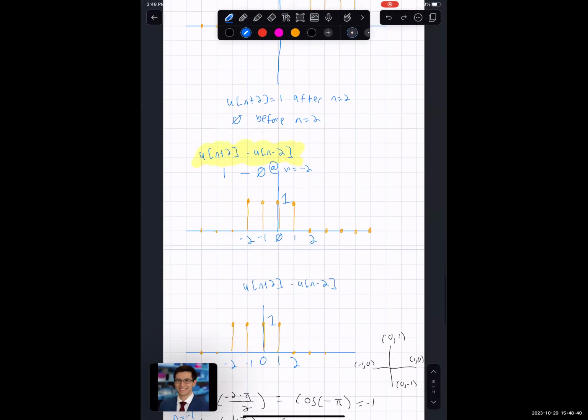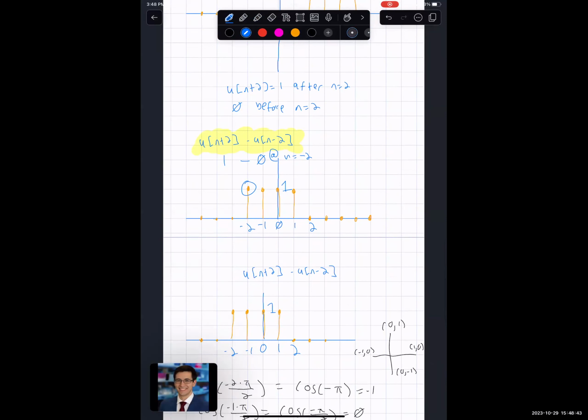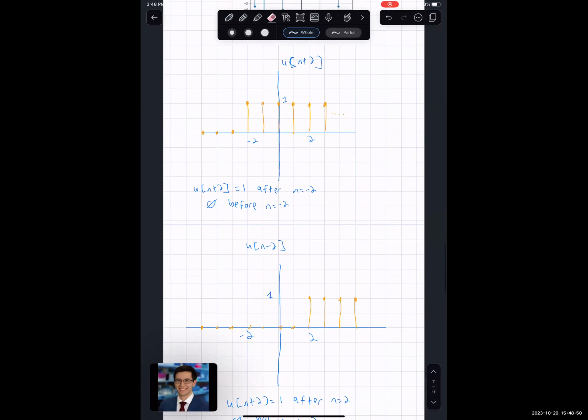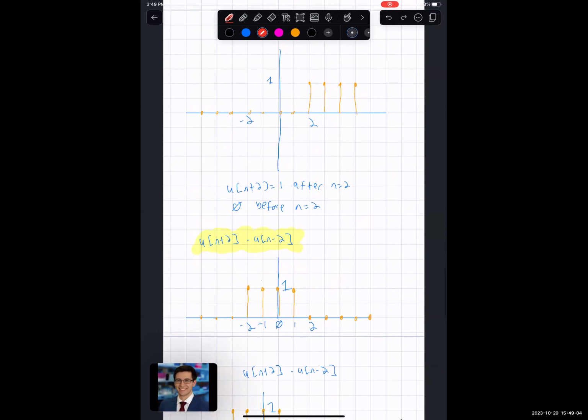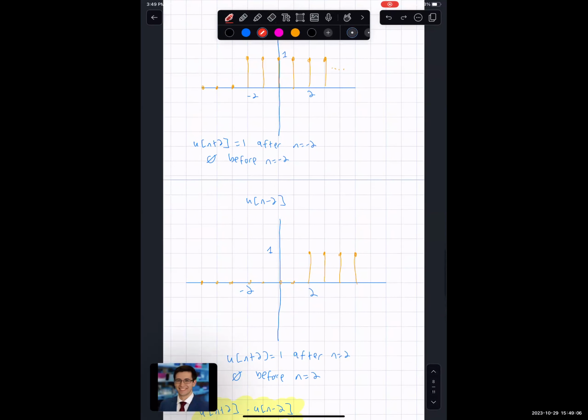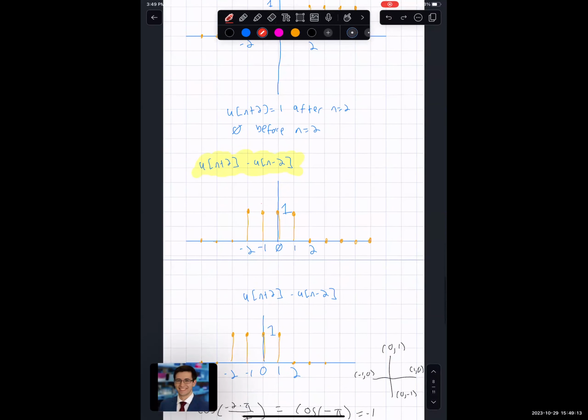So 1 minus 0 gives us this 1 here, guys. And at all points in between, from -2 to 1, this guy is still 1, but this guy is still 0. So this guy is going to be 1. Their subtraction will be 1. You have 1 minus 0, 1 minus 0, 1 minus 0, 1 minus 0. But then, once we hit +2, this guy remains 1, so we're okay there. But now this guy changes. He becomes +1. So now we have 1 minus 1, which gives us 0.